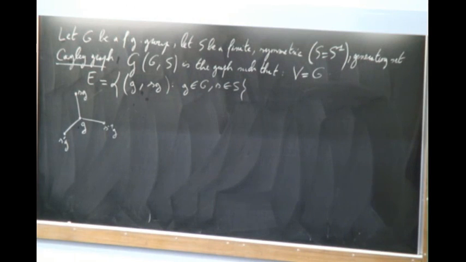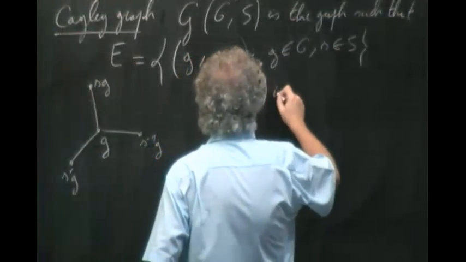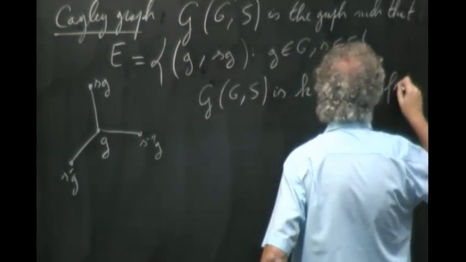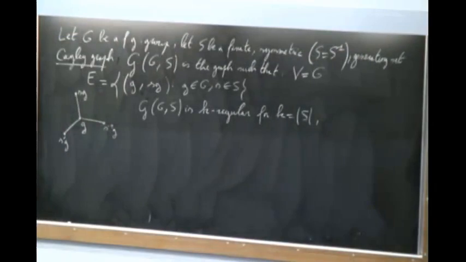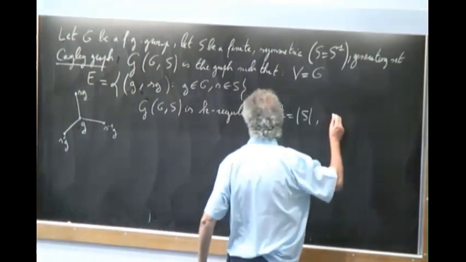And okay, we get a graph which is k-regular, for k being the cardinality of S, and which is connected because S is generating. So for instance, if we start from the identity of the group, using this procedure of left multiplication, we will be able to reach any element. So it's connected.